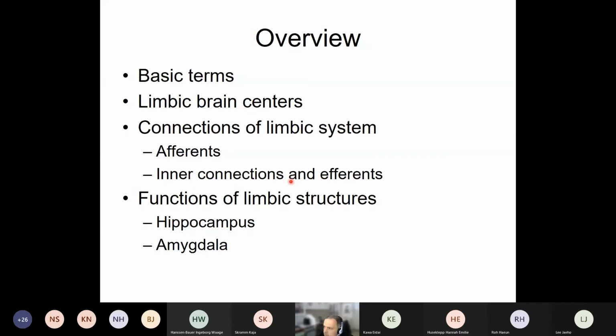As always, I have to start with some basics. I will define what the limbic system means. I will list the most important limbic structures. We will talk a bit about the connections of the limbic system. I will tell you some afferent pathways, some inner connections and some efferent tracts related to it. At the end, I will point out two areas, the hippocampus, and I will tell you some tracts related to that. And finally, the amygdala will be mentioned.